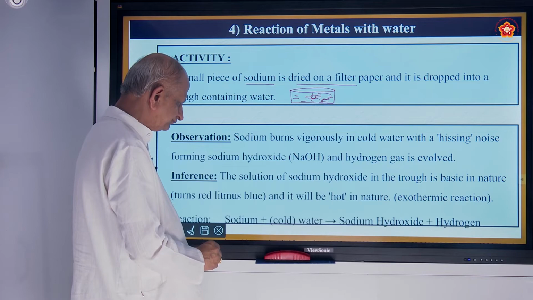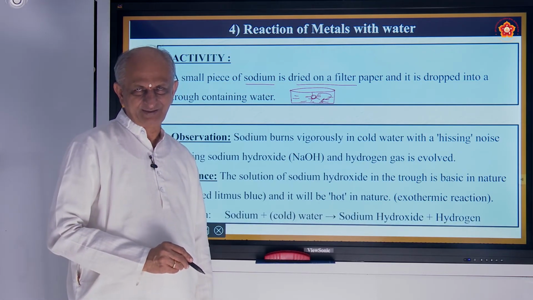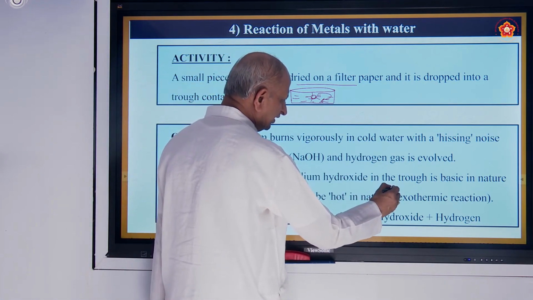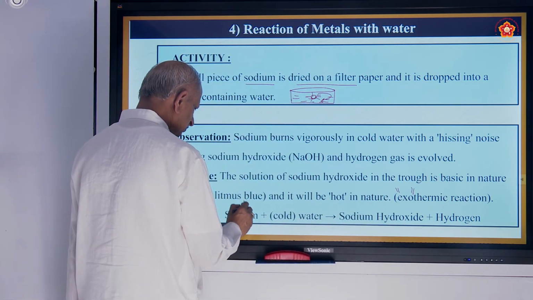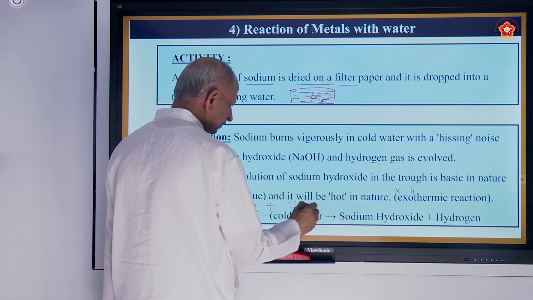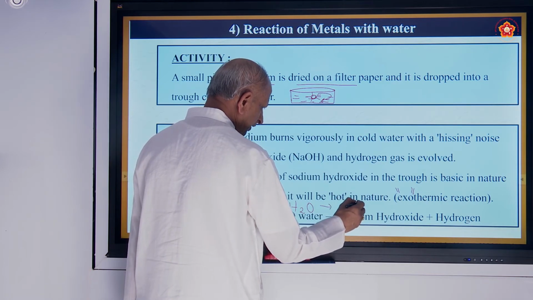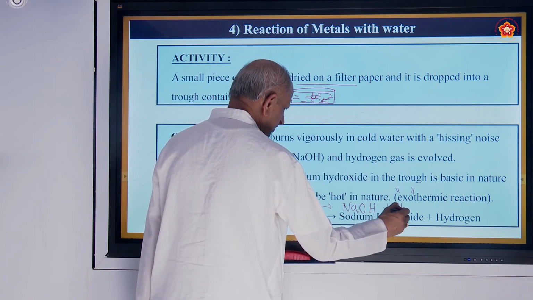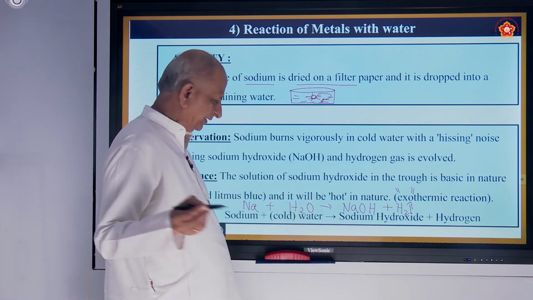It will be hot in nature. Why hot? Because it is an exothermic reaction. What is exothermic? A reaction in which heat is evolved is called exothermic. So sodium plus water gives sodium hydroxide, NaOH, plus hydrogen gas. Gas should always be marked with an arrow pointing up.